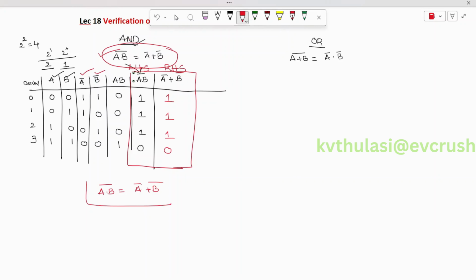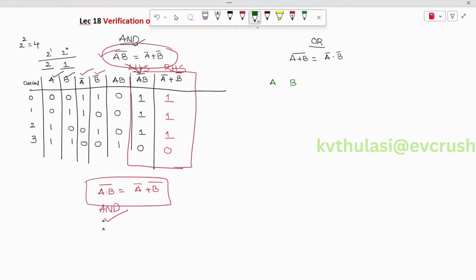This is how we are writing with respect to AND operation. Now let's write the verification with respect to OR operation. Okay, now come to here. The same technique we are going to express here. So here we are going to have A as one input and B as another input.